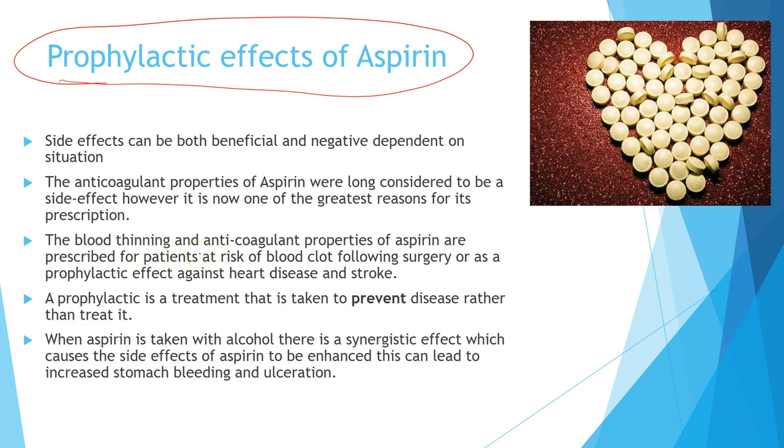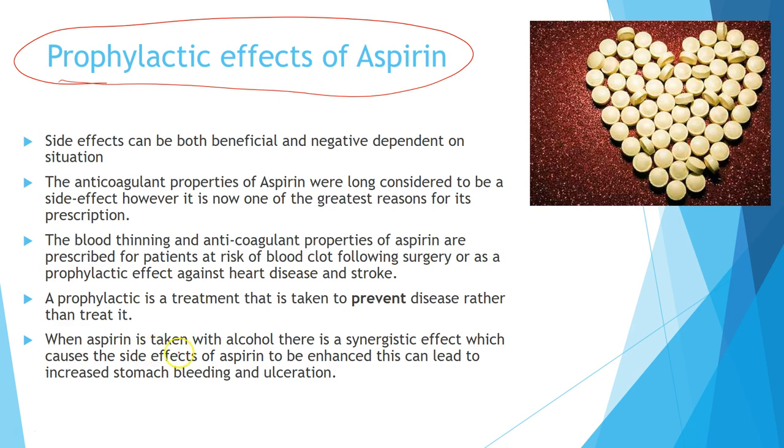So the blood thinning and anticoagulant properties of aspirin are prescribed for people with high risk of blood clots, which can lead to strokes, or just prescribed for people to take a low dose of aspirin following surgery to allow for minimizing the threat of things such as blood clots. Okay, so if we think about the term prophylactic, it is a treatment that is taken to prevent disease rather than treat it. So these are prescribed to prevent blood clots or to try and reduce the risk of heart attack or reduce the risk of stroke.